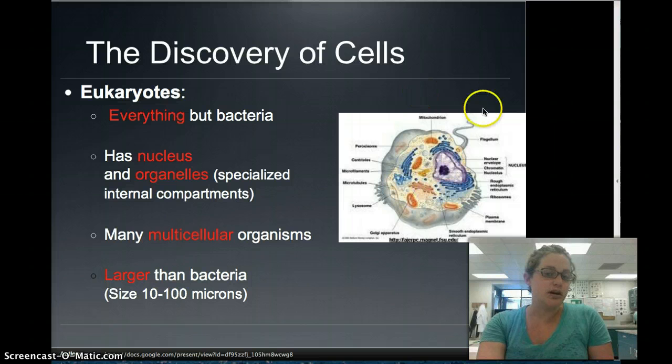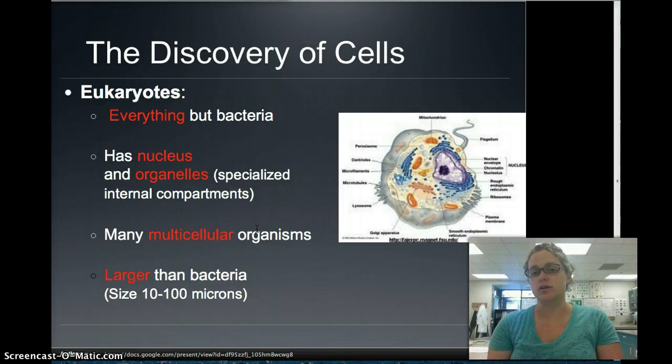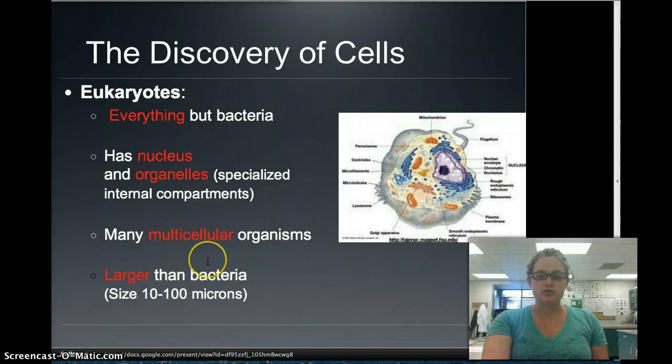A lot of times eukaryotes are multicellular organisms, like you and me. We have special cells for our skin, special cells for our bones, special cells for our blood, internal organs. And because we're multicellular, these cells and the organisms that they're a part of can be much, much larger than bacteria. Make sure you can keep these two types of cells, prokaryotes and eukaryotes, separate.